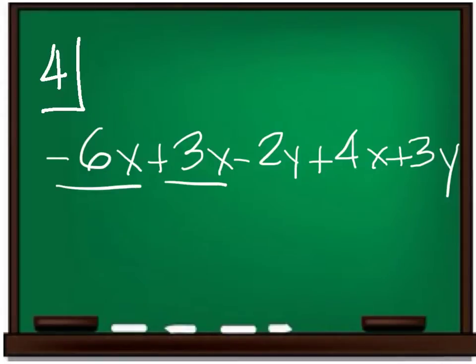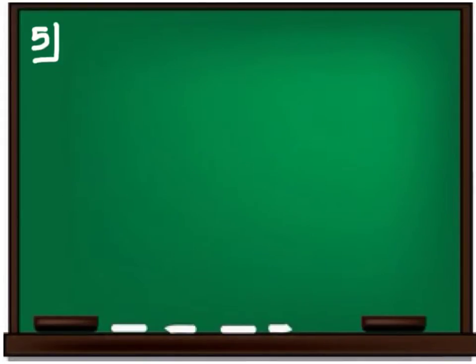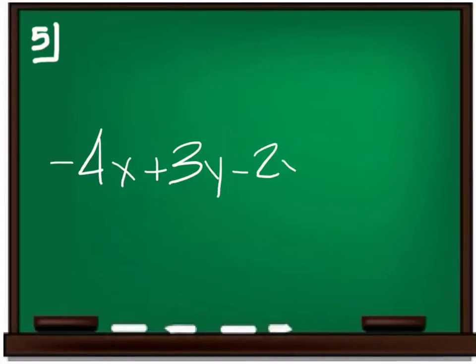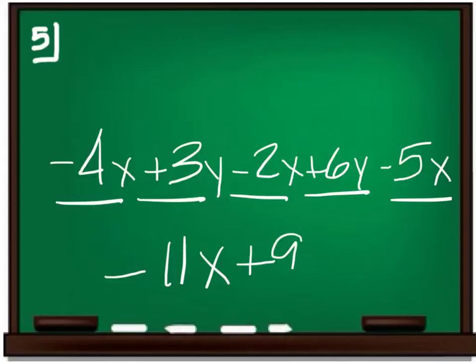Negative 6x plus 3x is negative 3x, plus 4x is x, negative 2y plus 3y is y. Negative x minus 2x minus 5x is negative 11x, and 3y plus 6y is 9y.